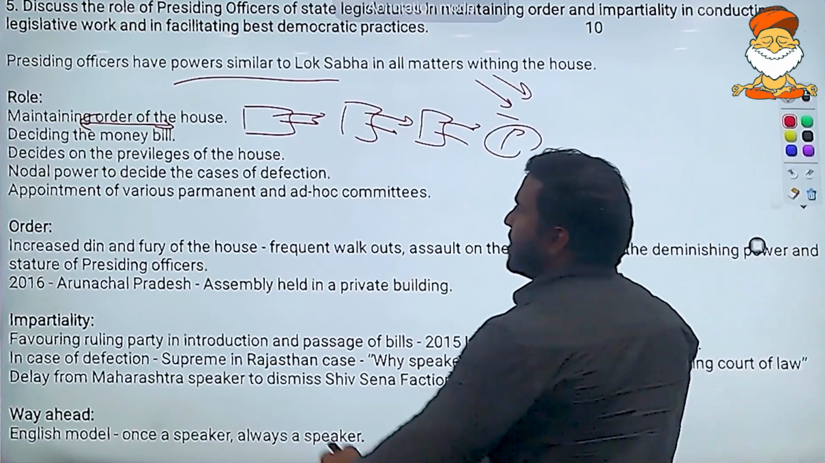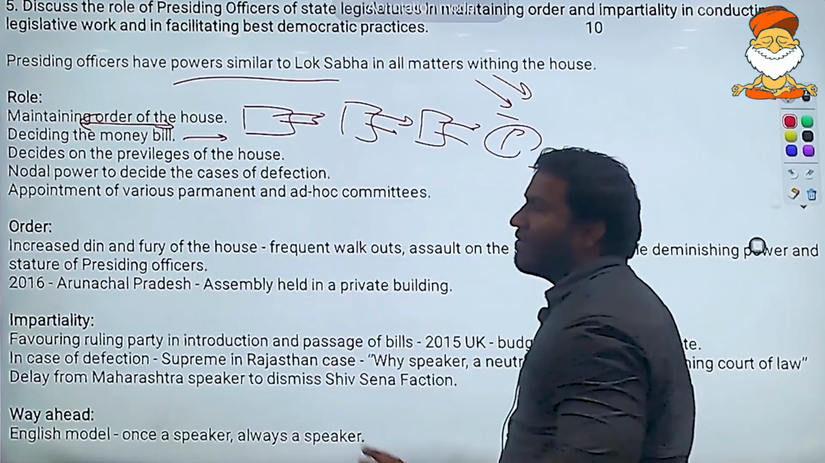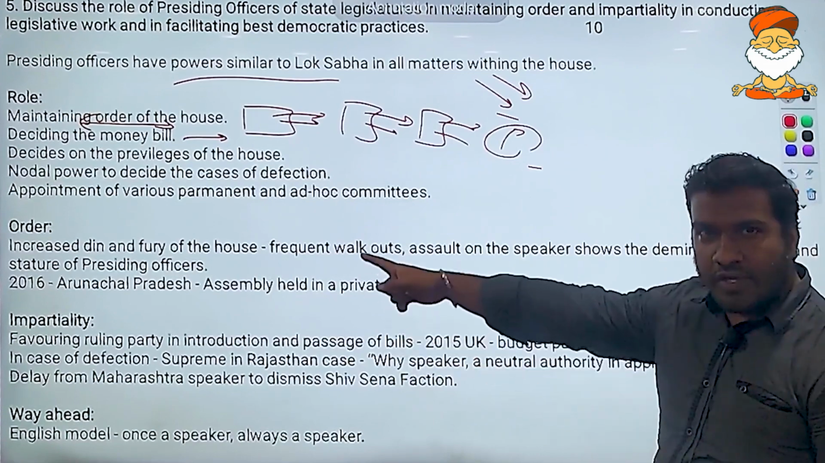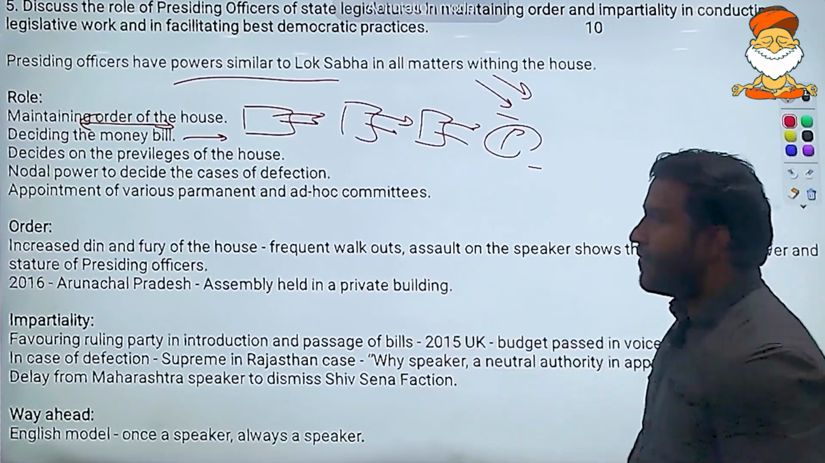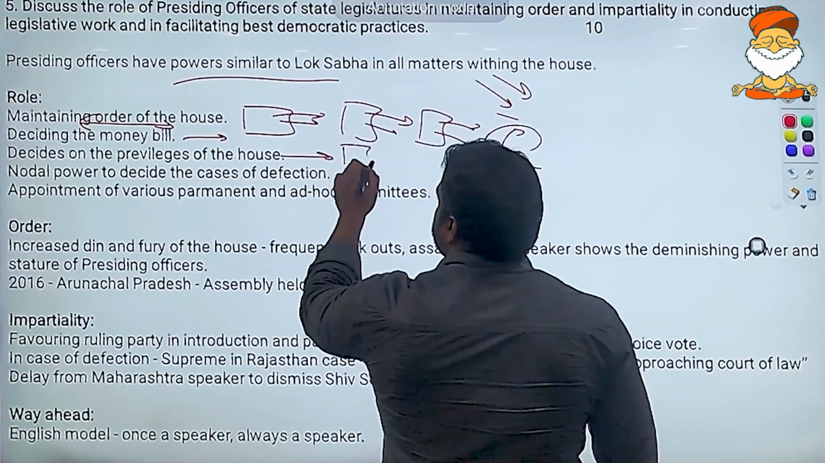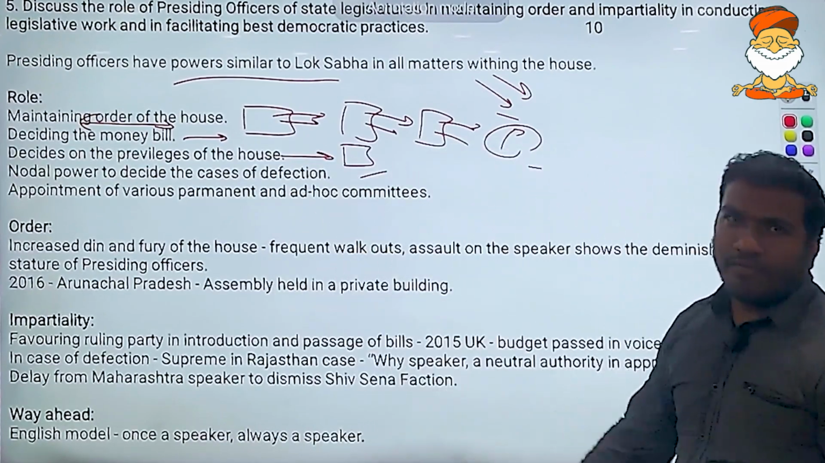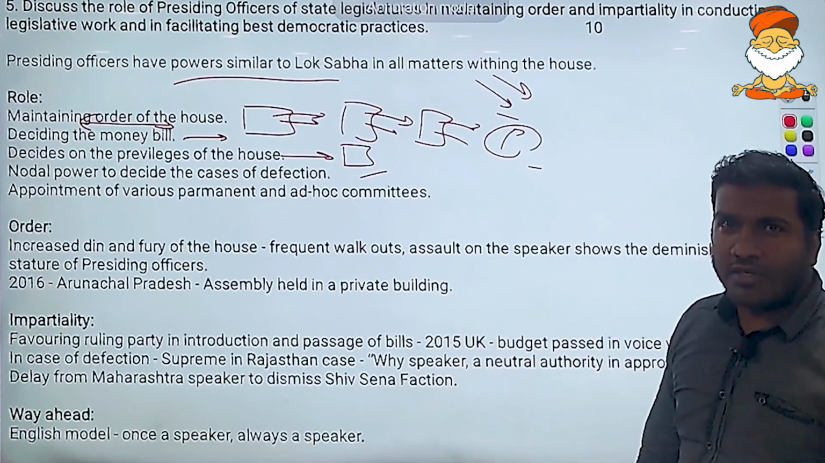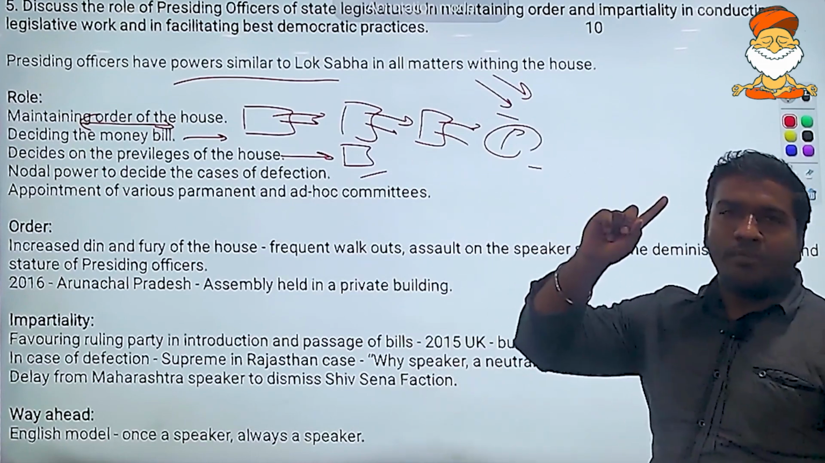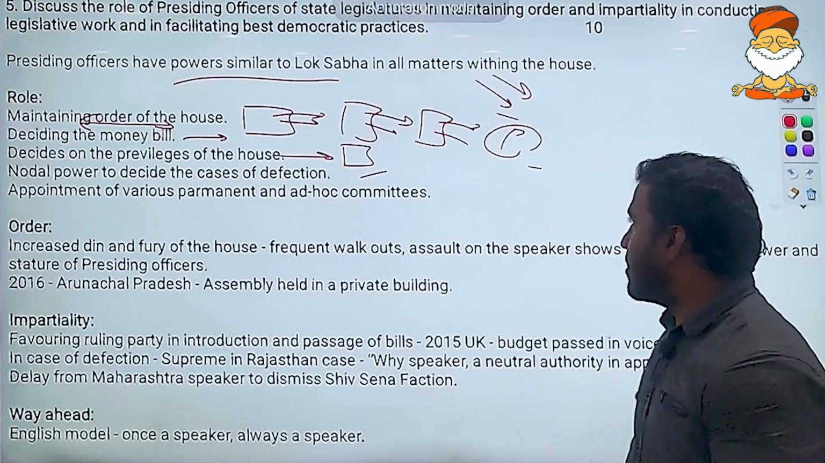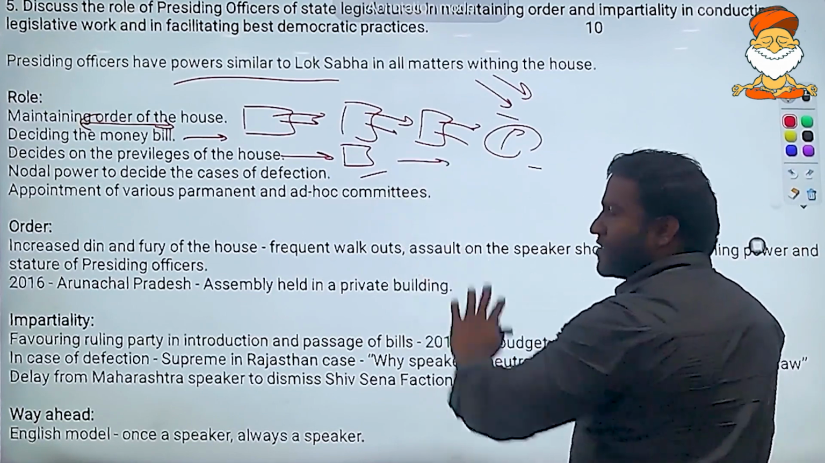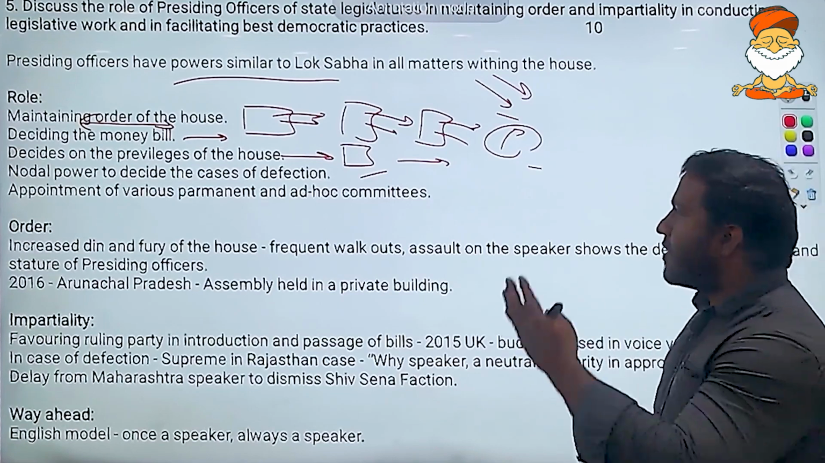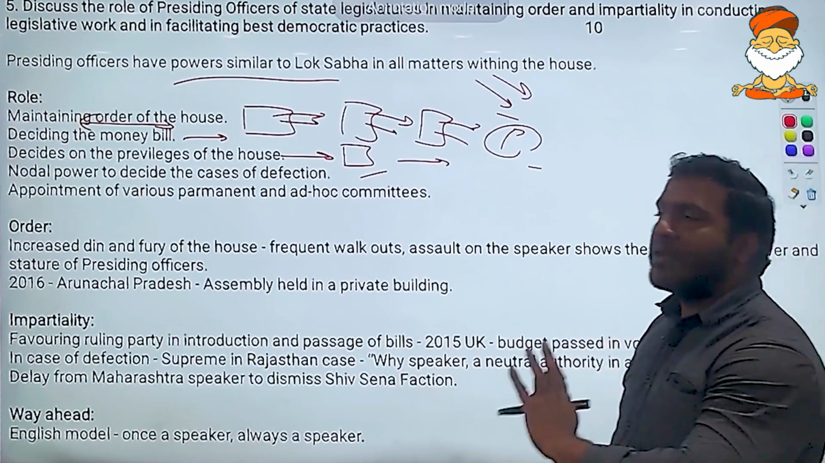Then deciding the money bill: he has the power to decide whether a bill is a money bill or not. A very simple one. Then he decides on the privileges of the house. If anybody violates the privilege, that is contempt of privilege, then the presiding officer will take the necessary action. Like one time, Bihar's presiding officer, or we can say speaker, took action on one media person for criticizing the Bihar legislative assembly unnecessarily.